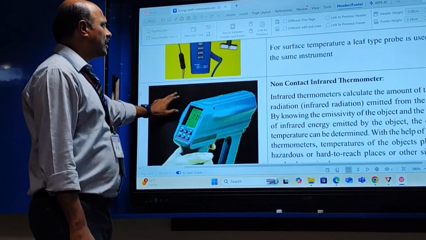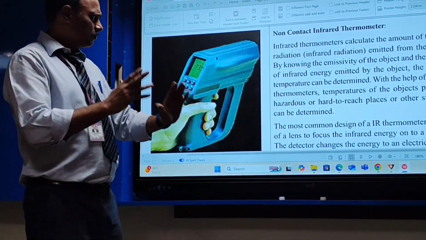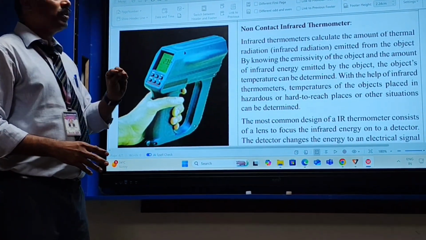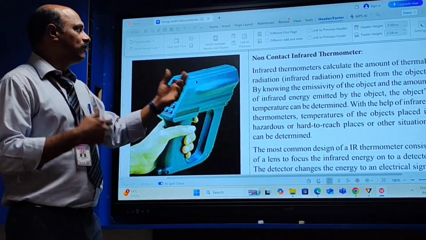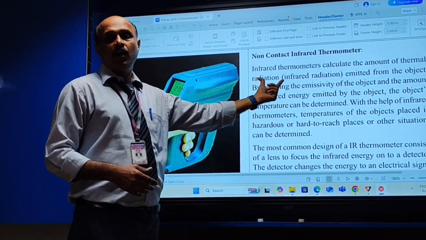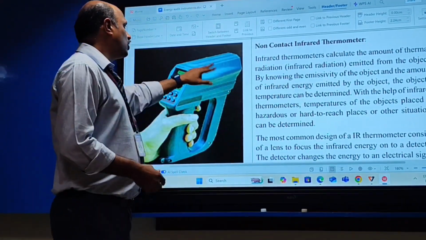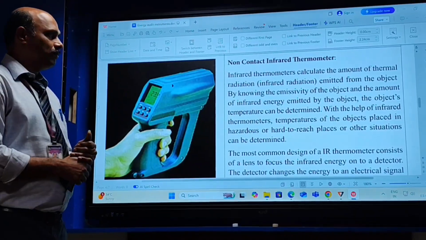Next, what is called non-contact type means there is no direct contact between your instrument and the object to be measured. It works on the basis of thermal radiations. When heat is emitted from the body, thermal radiations, we also call it infrared radiation, is emitted from the object that is received by this thermometer. This is called non-contact type.